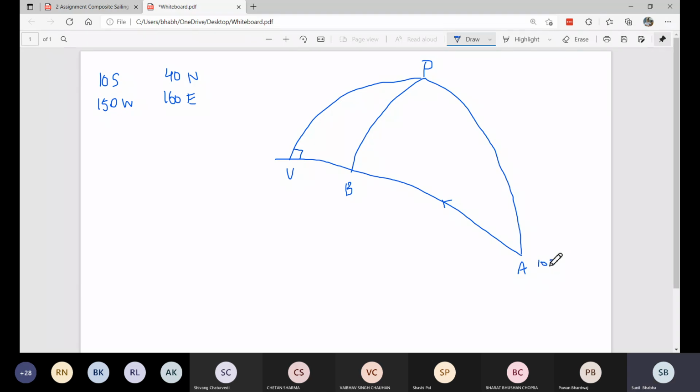Now you tell me, beta, intermediate position इन्होंने क्या पूछी है? We have to find where this great circle crosses the equator. Okay, all right. So just give me a minute. This is 150 west. This is 160 east. तो सबसे पहले तो हम diagram बनाएंगे like this.